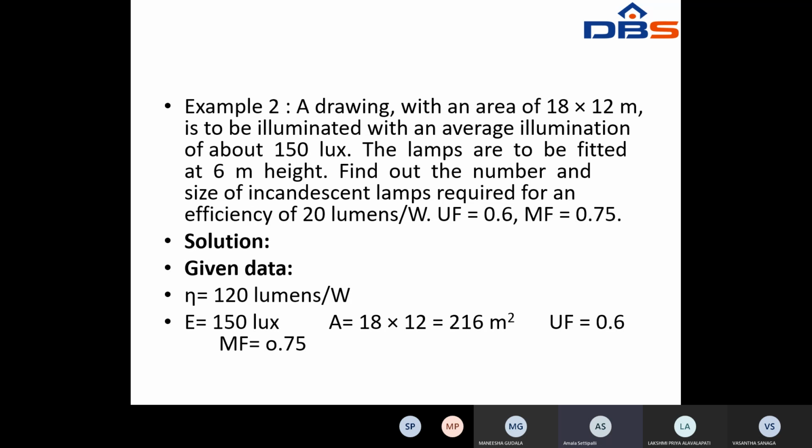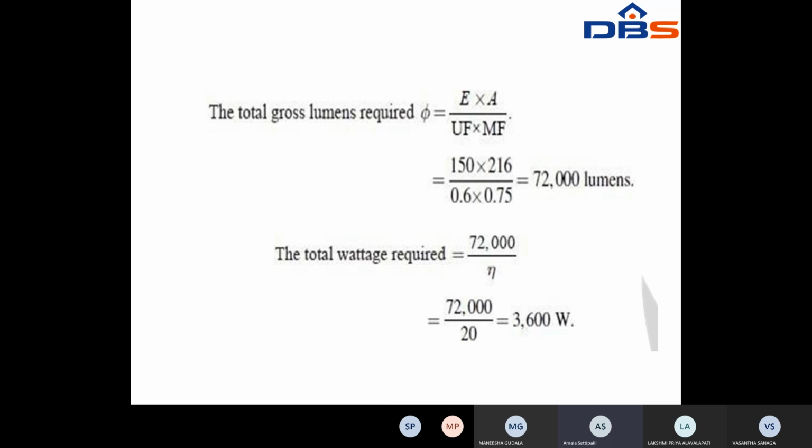Okay, so the given data is: efficiency is 120 lumens per watt, illumination E equal to 150 lux, area A equal to 18 into 12 equal to 216 meters square, utilization factor equal to 0.6 and maintenance factor is 0.75. So, total lumens required.